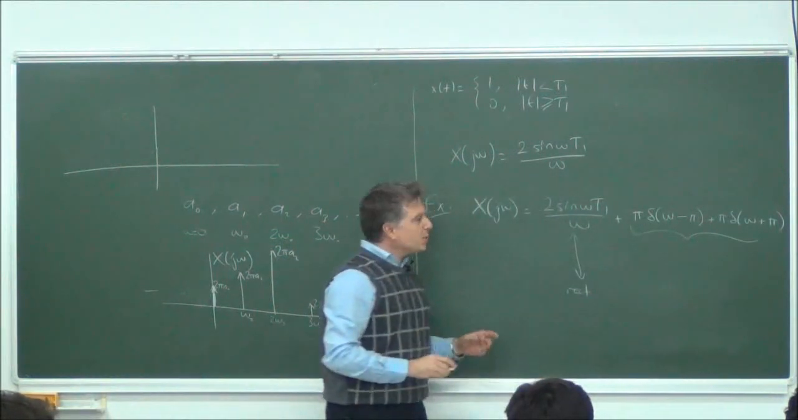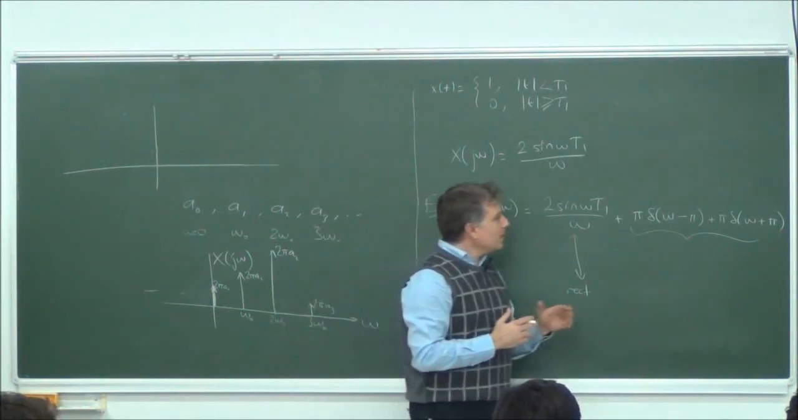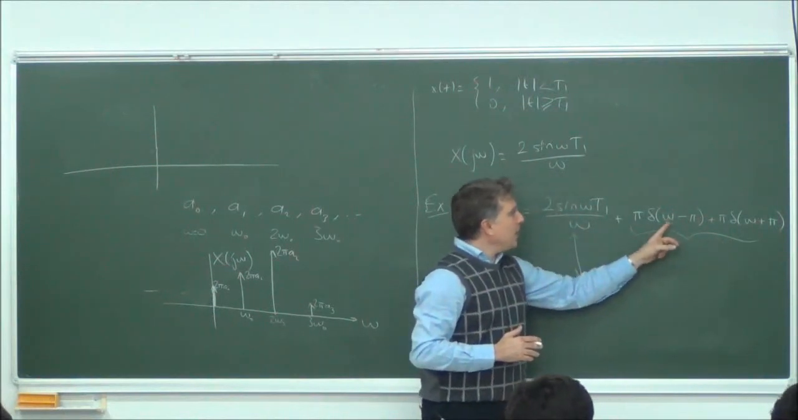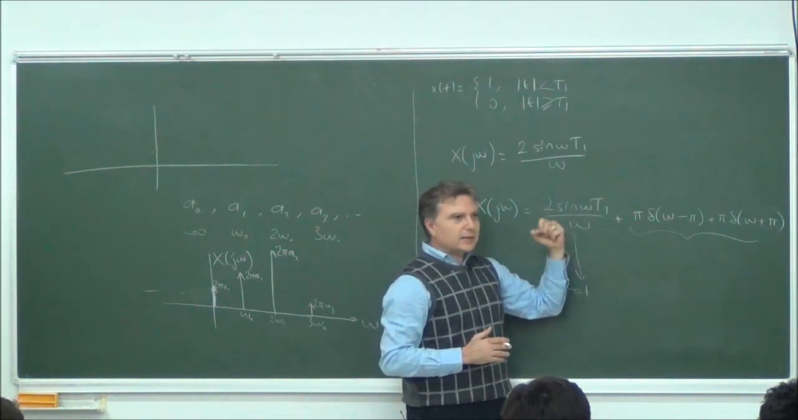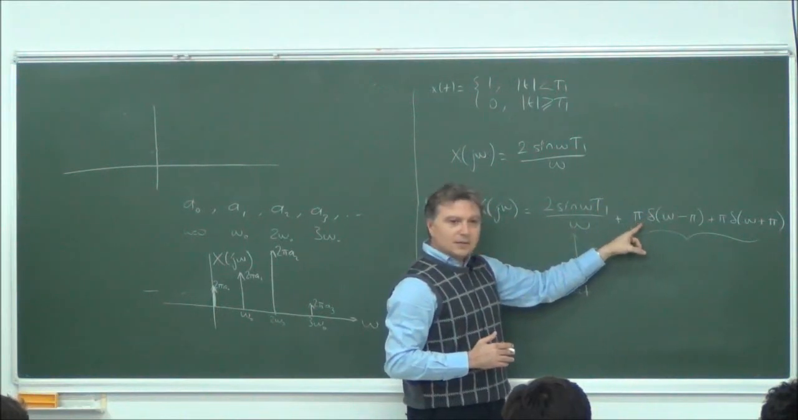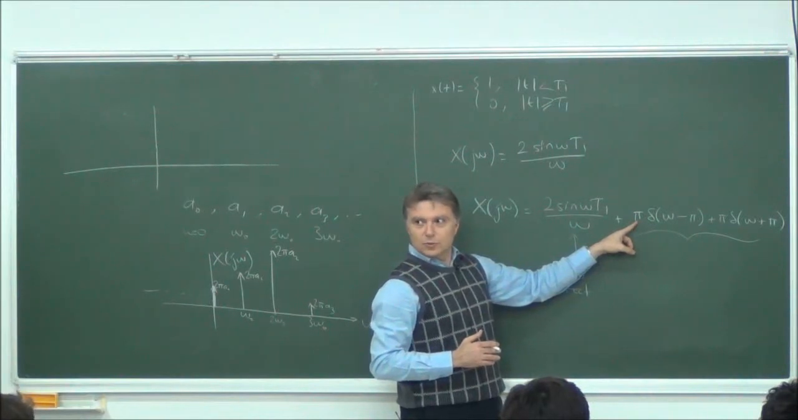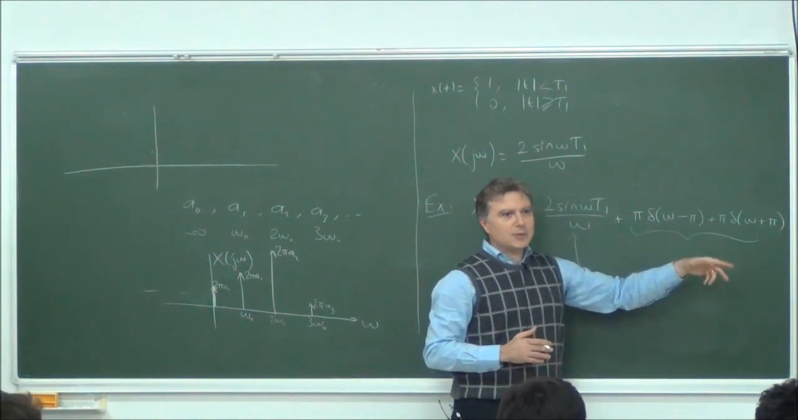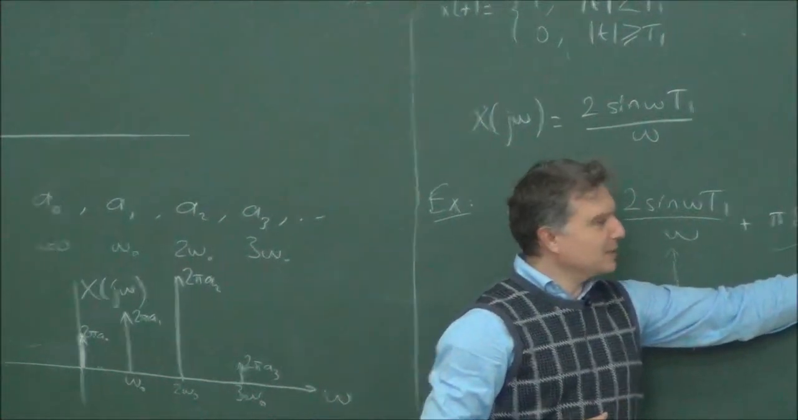This one corresponds to a periodic signal because there are impulses. Where are the harmonics? The harmonics are at pi and at minus pi. At pi, what is the Fourier series coefficient? You must extract the Fourier series coefficients like this. 2 pi times A1 is equal to pi. So what is A1? 1 over 2. 2 pi times A minus 1 is equal to pi. So what is A minus 1? It's again 1 over 2 because it's a plus.